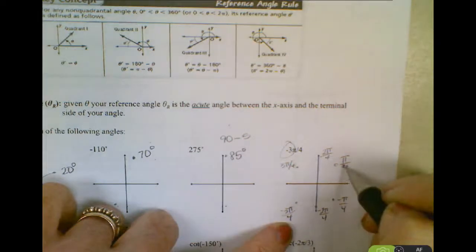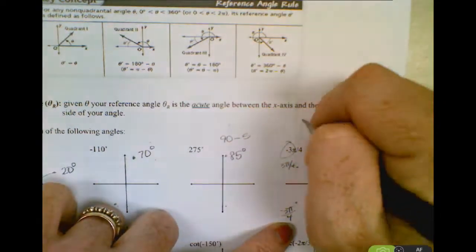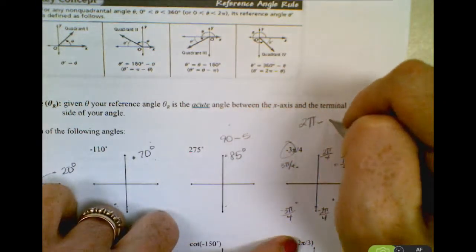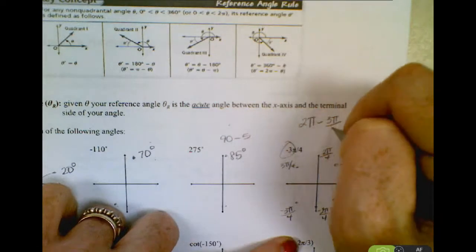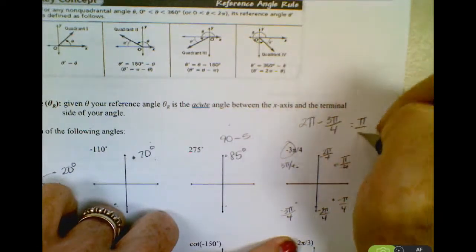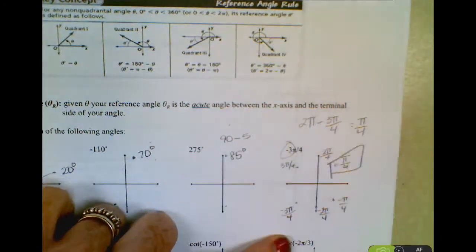So it's actually, its reference point is going to be here. So it's like you have 2 pi minus 3 pi over 4, which gives you pi over 4. So its reference point is pi over 4.